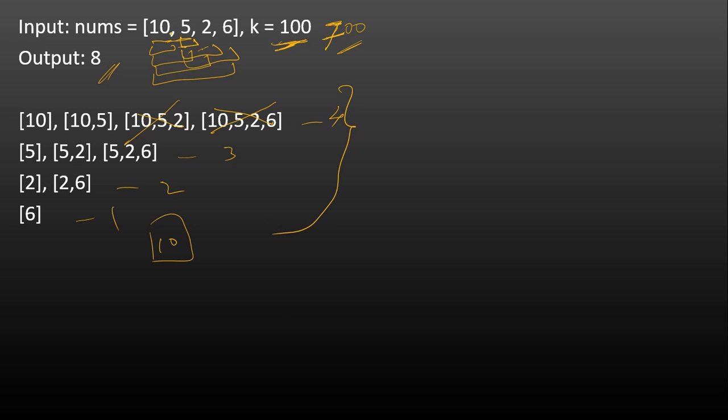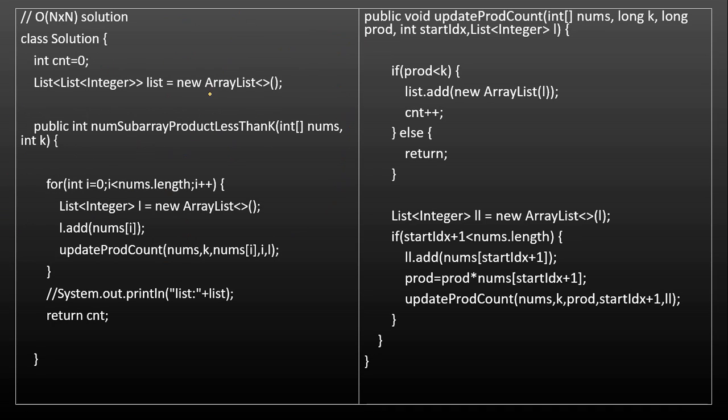then in that case I would have to do two for loops, one to go over this whole list and second to have the new list with the starting index, first with 10, then with 5, then with 2, then with 6, like we did here. So in that case our algorithm would have been n square. So this would have been the algorithm in that case.